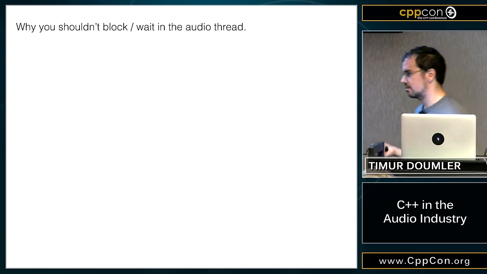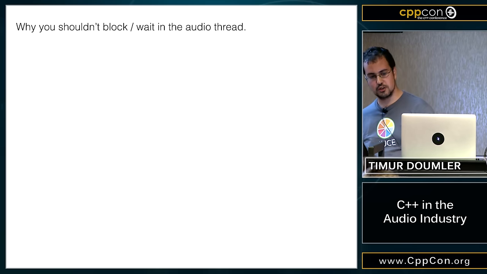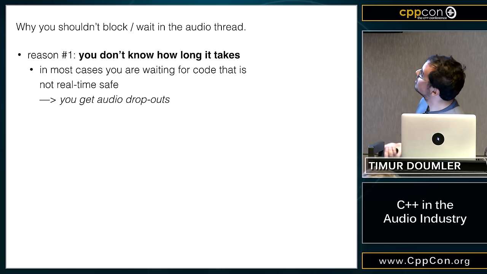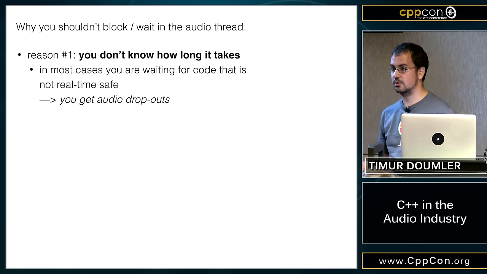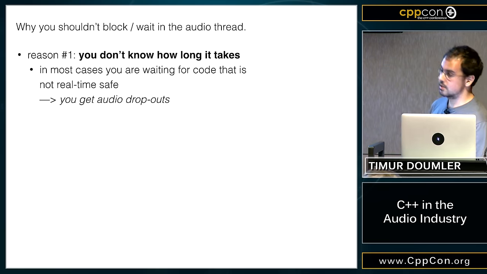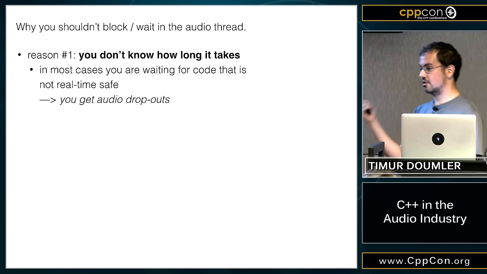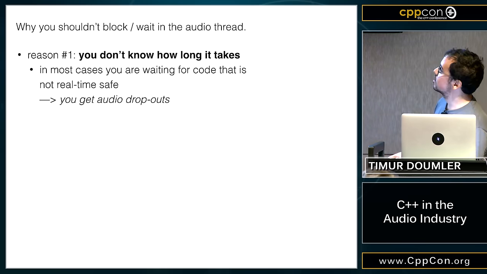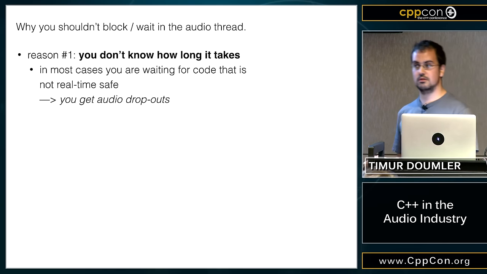And why shouldn't you block? I think by now, with modern computers, the time that it actually takes to lock or unlock a mutex is not a problem. The problem is that if you're waiting for something, you don't know how long the code you're waiting for will take. In most cases, you're waiting for code on another thread, which is in itself not real-time safe. It does not fulfill this real-time guarantee. So if you do that, you get an audio dropout.